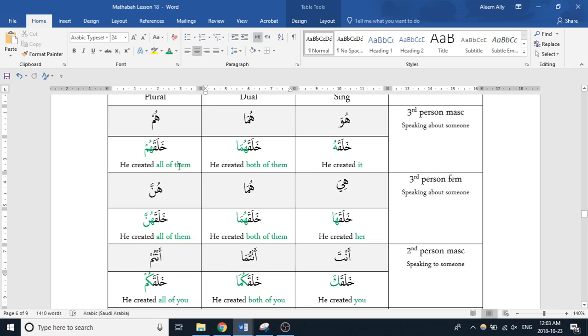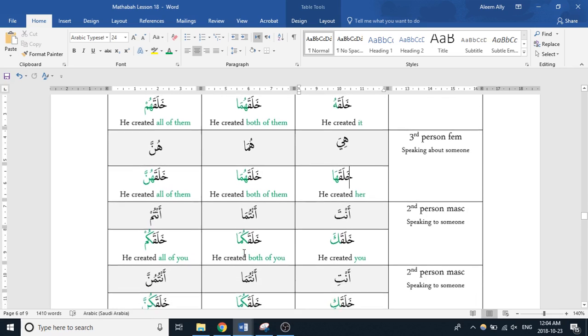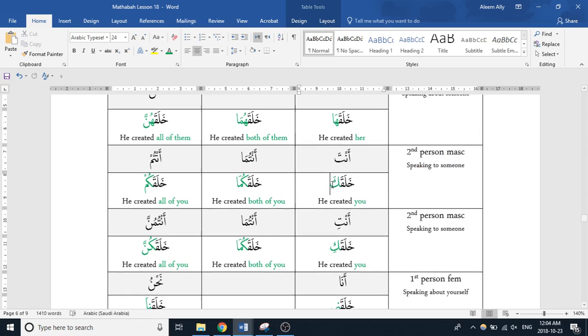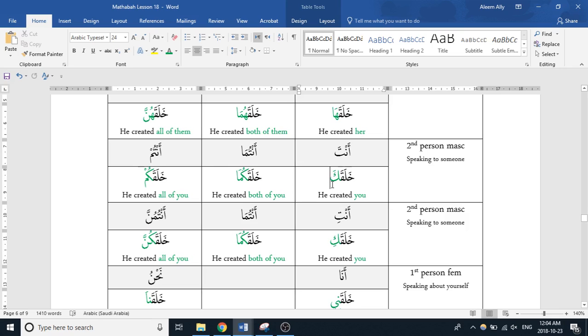خَلَقَهُم, he created all of them. خَلَقَهَا, he created her. Remember hiya, when it becomes attached, it becomes a ha with an alif. خَلَقَهُنَّ, he created all of them, female. And the list goes on. It's the exact same as the harfu jar that we saw when the pronouns attached to them, and the same as the nouns. Just know that when you see an attached pronoun to a verb, you're dealing with an object.